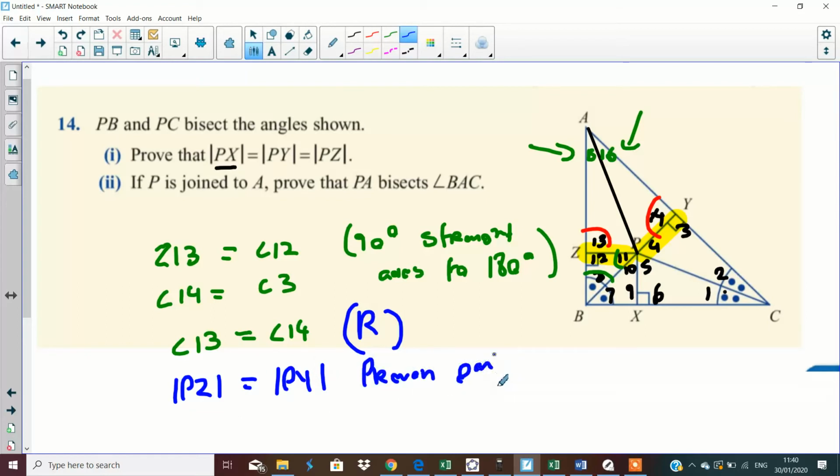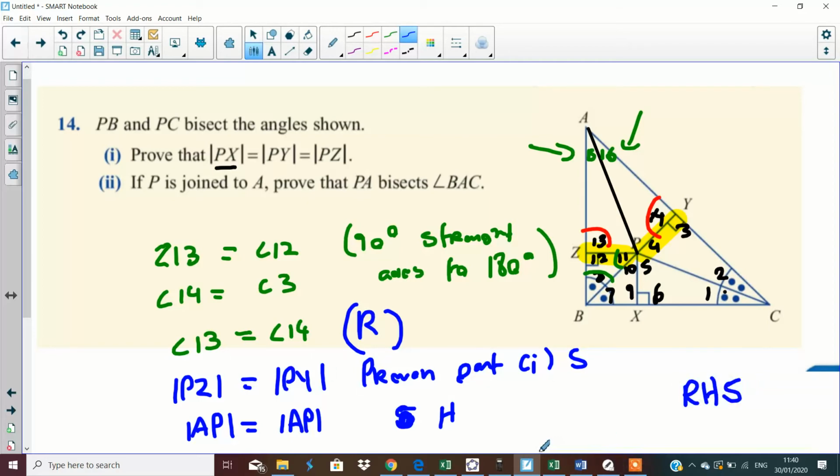And then finally, what's the hypotenuse of both triangles? And that is S. Where's the right angle? That's the hypotenuse, isn't it? And that's S. Therefore, RHS. What are the two triangles that we're saying are congruent to each other? APZ is congruent to APY. Everybody cool with that? Any questions?